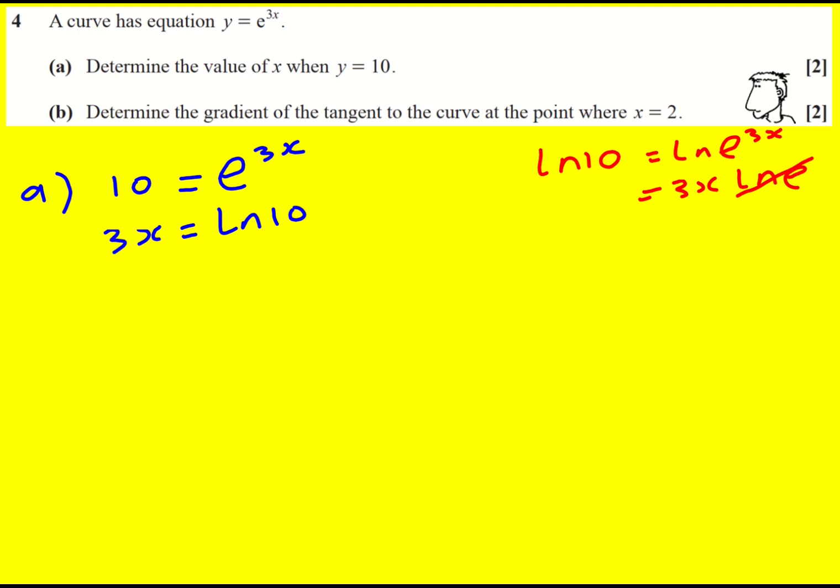You could, of course, use other bases. You don't have to use ln, but it makes sense to use ln because then we get rid of the e. It's just all nice and simple. So then x will equal a third ln 10. But that is my exact answer. So I just left it like that.